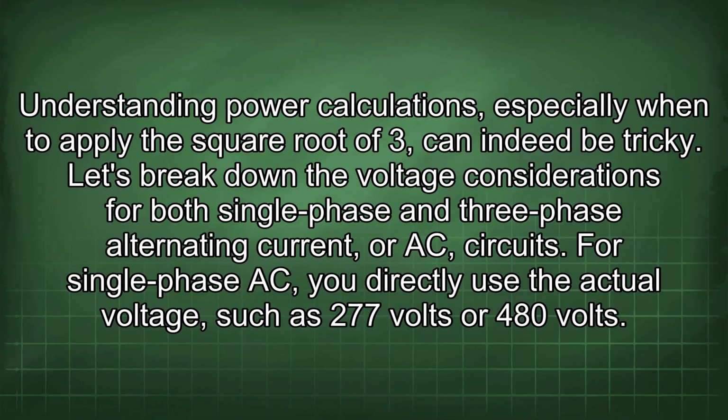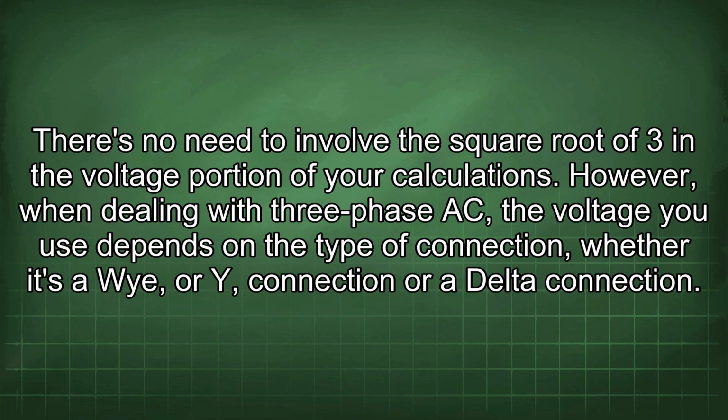Understanding power calculations, especially when to apply the square root of 3, can indeed be tricky. Let's break down the voltage considerations for both single-phase and three-phase alternating current, or AC, circuits. For single-phase AC, you directly use the actual voltage, such as 277 volts or 480 volts. There's no need to involve the square root of 3 in the voltage portion of your calculations.